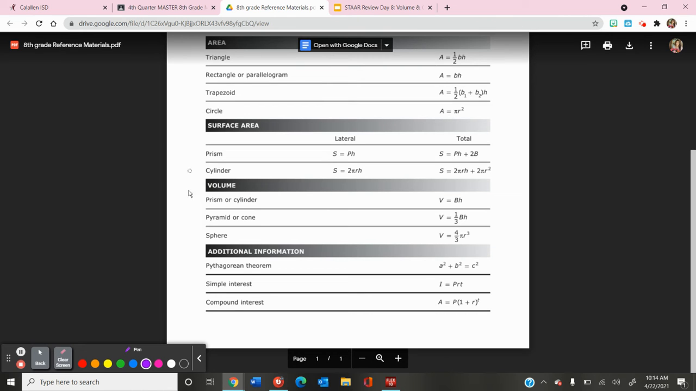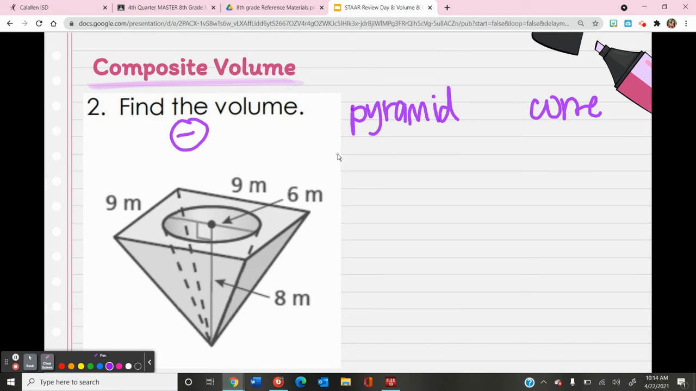So I need to go to my formula chart, find the formula for volume of a pyramid, and here I see it's V equals 1 over 3 times big B times little h. Now on this pyramid, your base is going to be a rectangle. So going up top, we're going to go ahead and find the formula for area of a rectangle or a square.